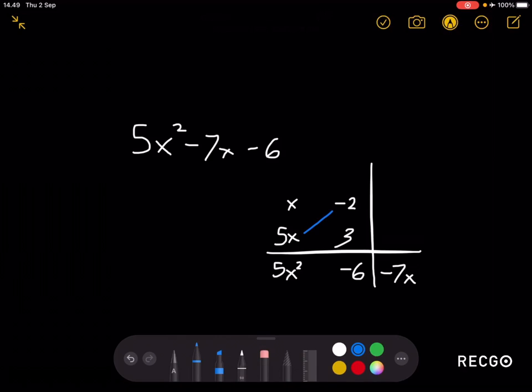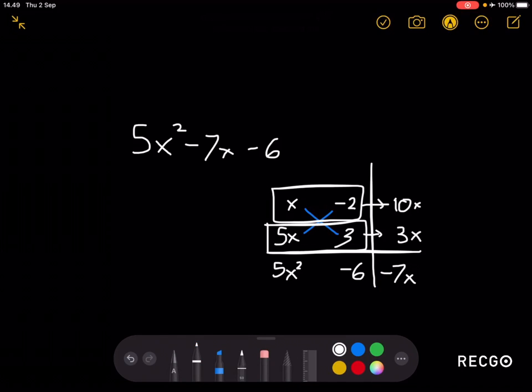And I'm going to cross multiply these. So we have 5x times negative 2, and I'm going to write the result right here. So we have negative 10x, and then we have x times 3. I'm going to write the result here. That will be 3x, and then checking, negative 10x plus 3x is indeed negative 7x. So we have these and these as our linear factors. So we can factor 5x squared minus 7x minus 6 as x minus 2 times 5x plus 3.